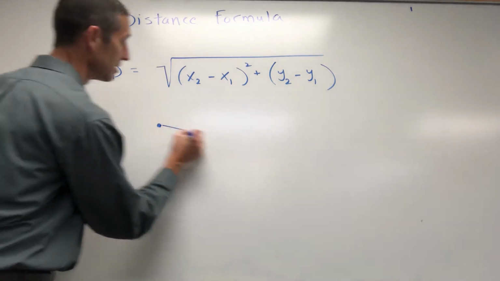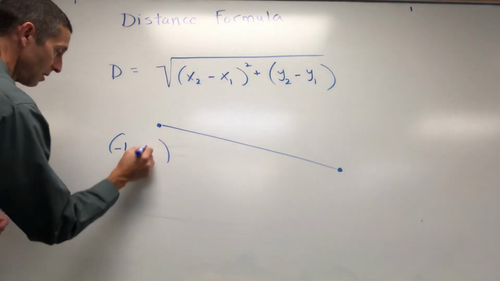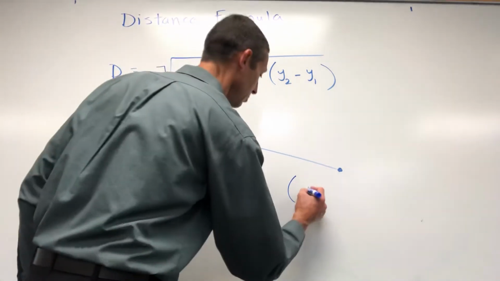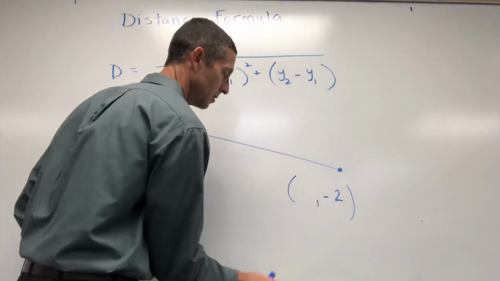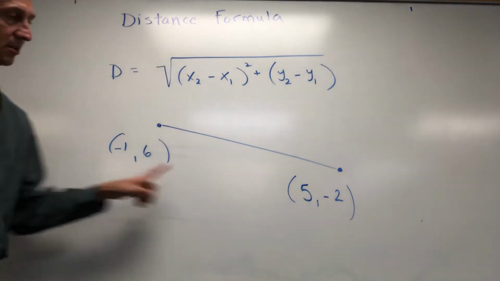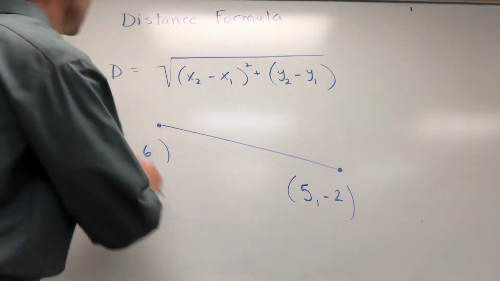So what this looks like as a math problem: you get one endpoint, -1 and 6. Let's get a second endpoint, let's say 5, -2. And we're going to find the distance between these 2 points. This is what we're going to do. All right, let's make this happen.